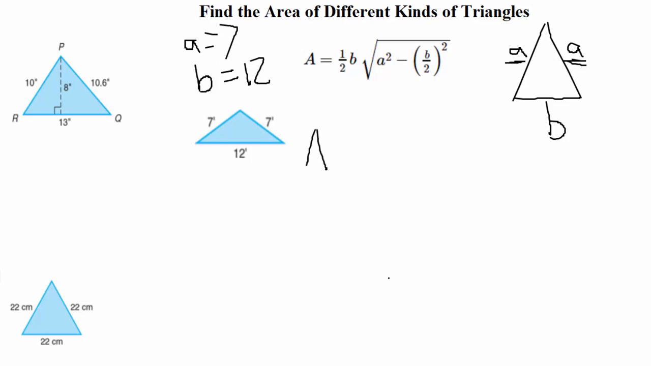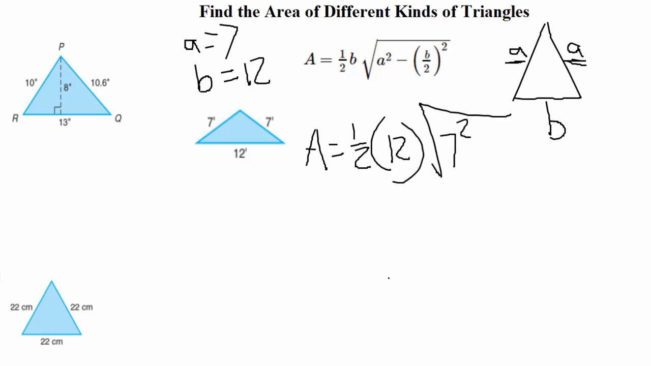So area is equal to 1/2 times B, so B is going to be 12, times the square root of A squared, so 7 squared, minus 12 divided by 2 squared.